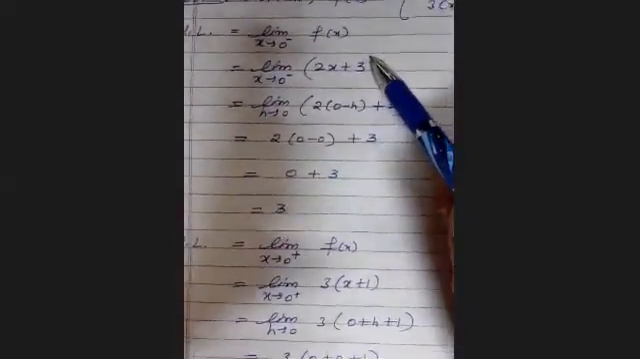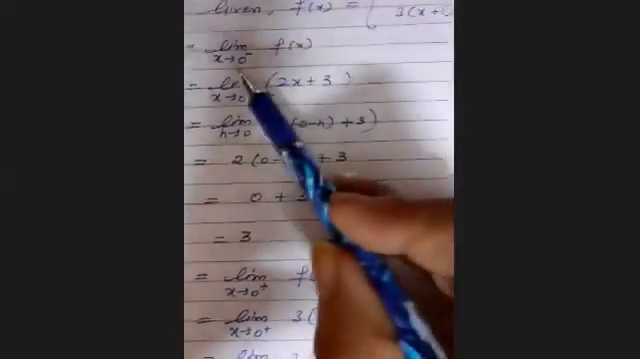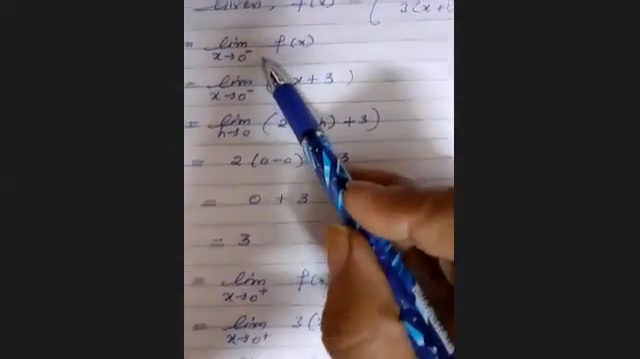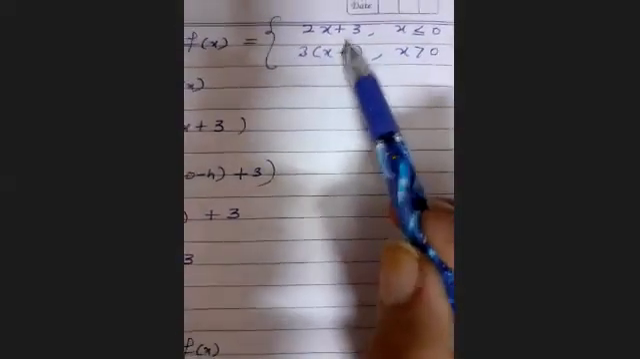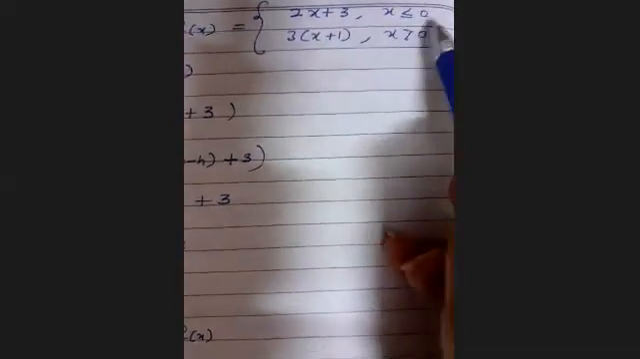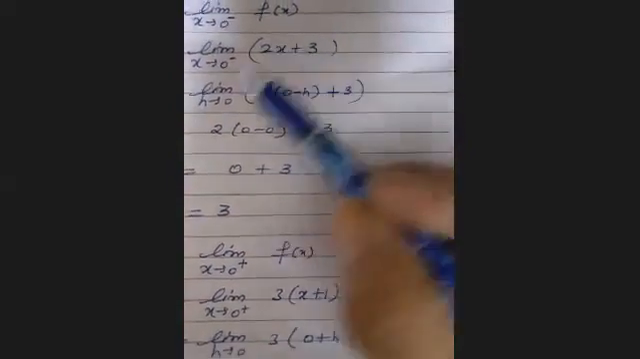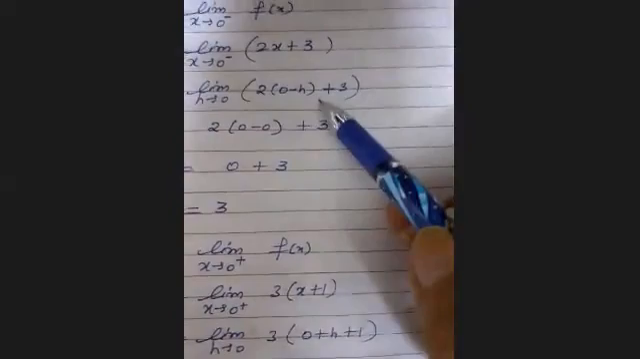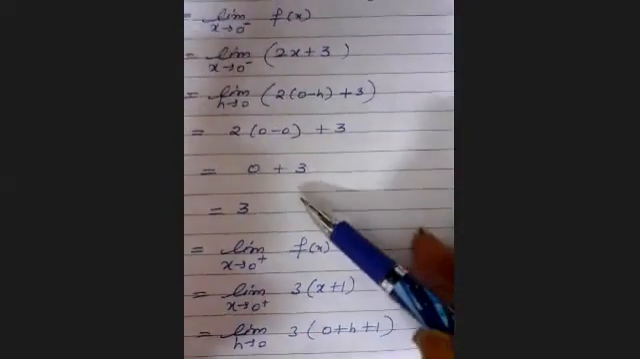Let us evaluate the left hand limit. For the left hand limit, we have to write x tends to 0 minus. 0 minus means a very small number less than 0. That's why we have to take this function, because it is written here for x less than 0, 2x plus 3. Let us change the limit. How do we change the limit? The variable is changed to 0 minus h. And after applying the limit, we are getting 3 here.